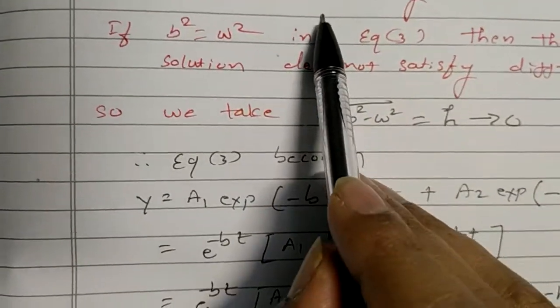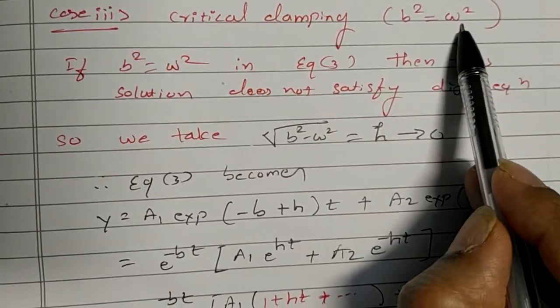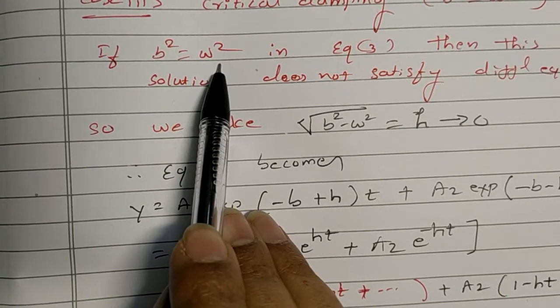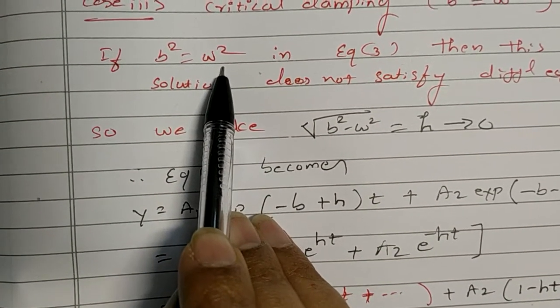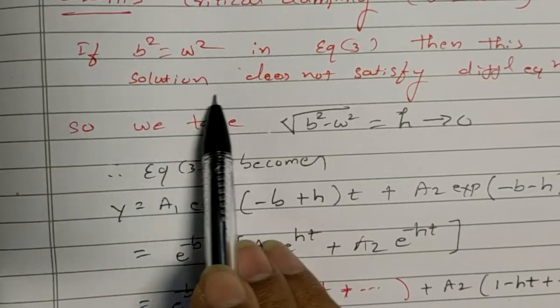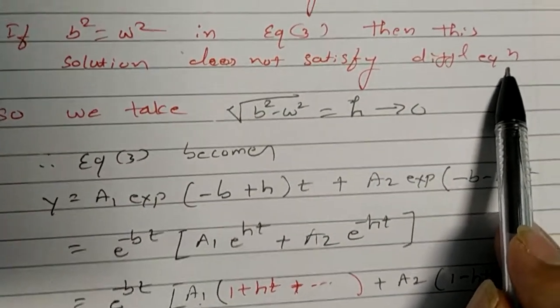Okay, so next is the critical damping. What is critical damping? B square is equal to omega square. If B square is equal to omega square in the formula, equation number 3, what will happen there? The solution does not satisfy the differential equation. We cannot proceed further there.